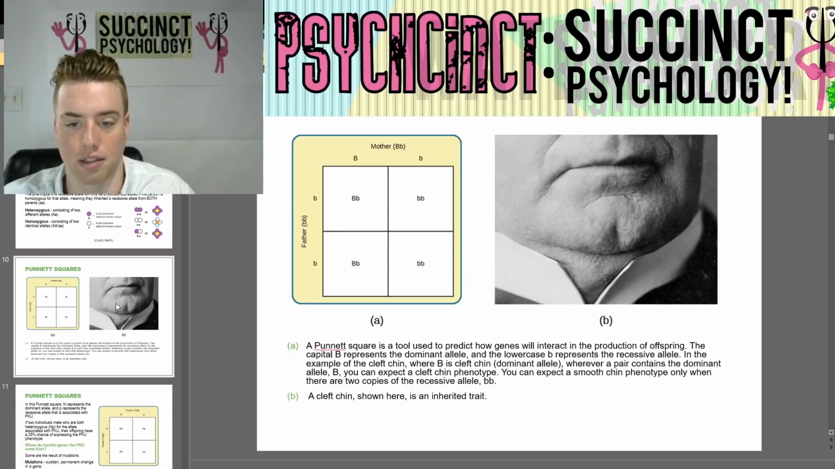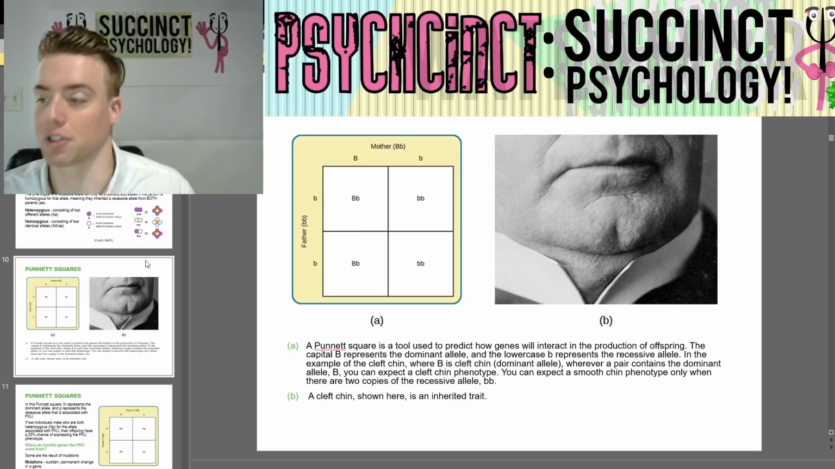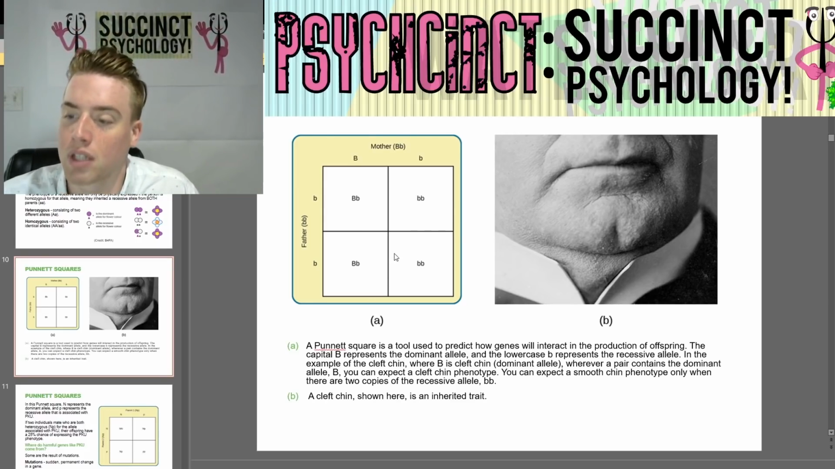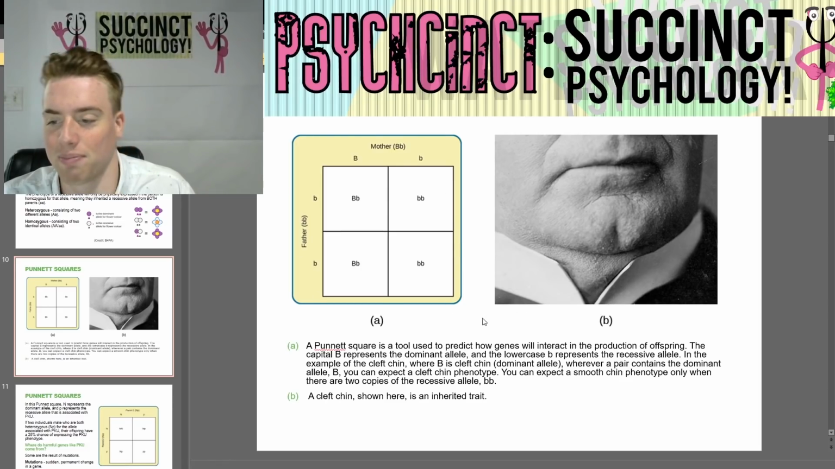So we're going to go more into this with Punnett squares. This is also something you guys probably learned about at some point. So here we have two figures, A and B. B is a nice cleft chin. So a Punnett square is a tool used to predict how genes will interact in the production of offspring. The capital B represents the dominant allele, and the lowercase b represents the recessive allele.